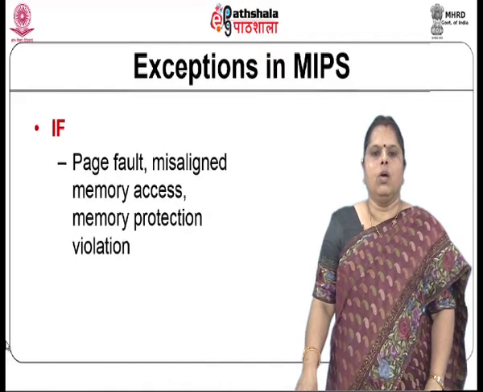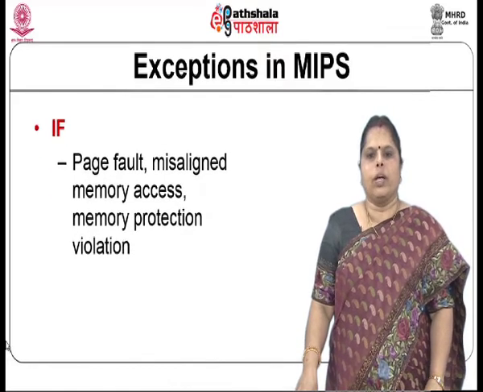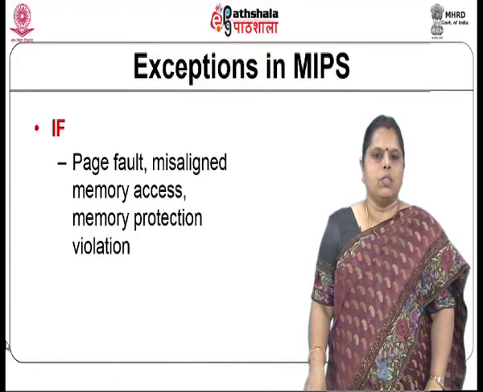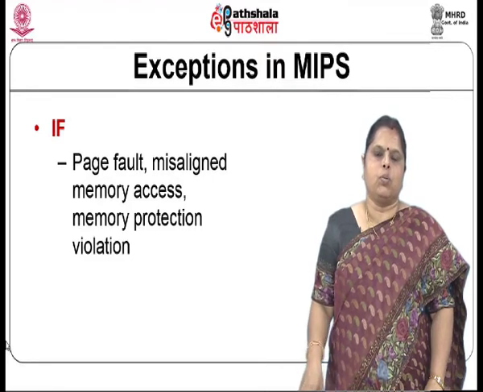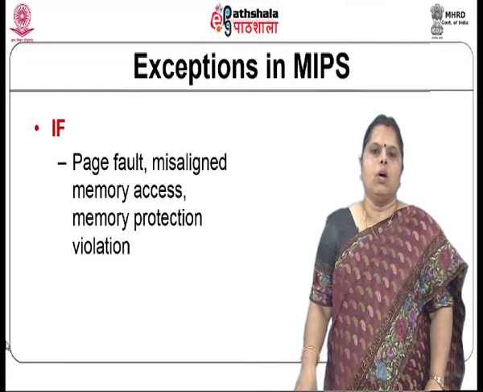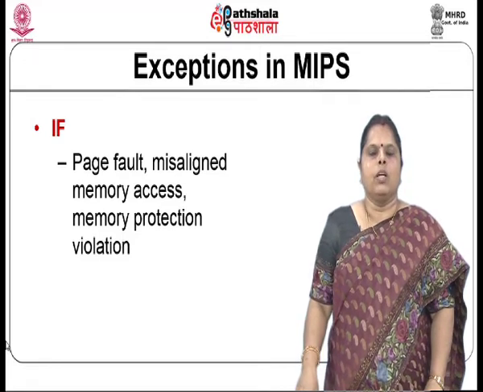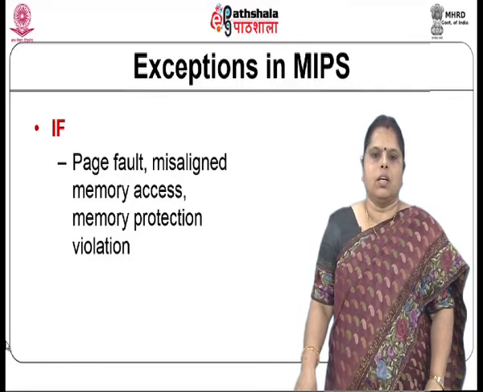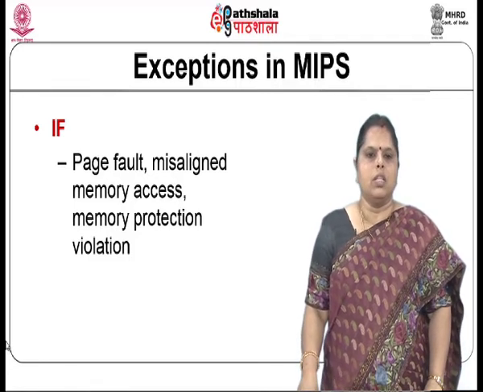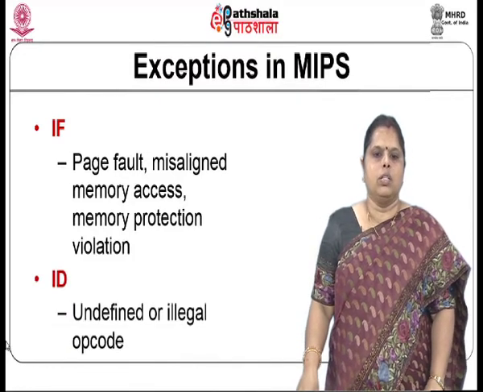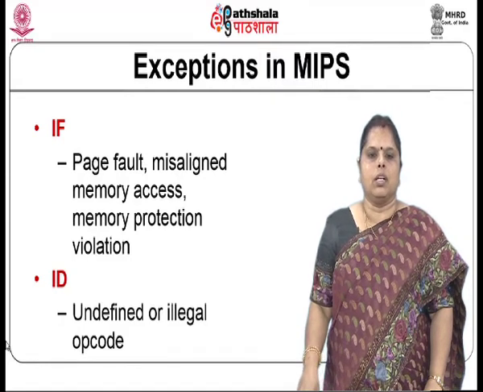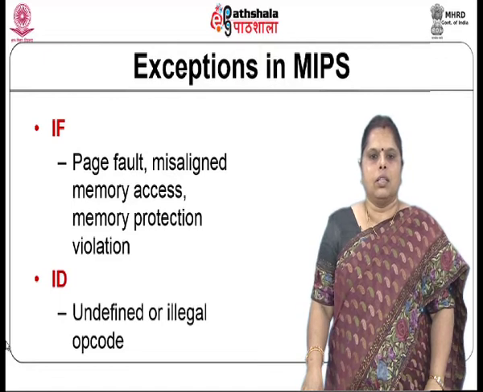Now, having looked at the general issues related to exceptions and how exceptions cause problems in a pipeline, we look at what exceptions can occur in a standard MIPS pipeline which we are already familiar with, and we will see how the MIPS architecture handles these exceptions. During the instruction fetch phase, you might have a page fault exception, a misaligned memory access, or a memory protection violation. In the decode stage, you may have an undefined, illegal or unimplemented opcode. This is an exception that will get generated at the decode stage.